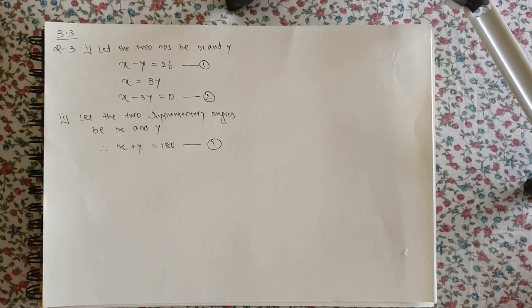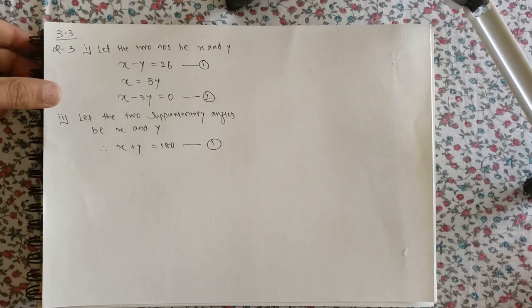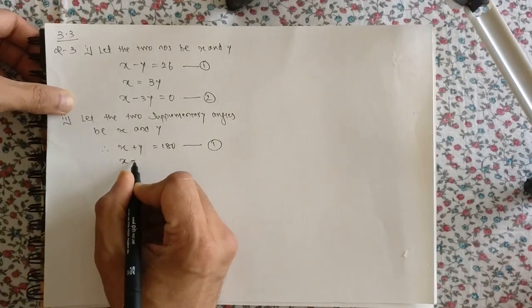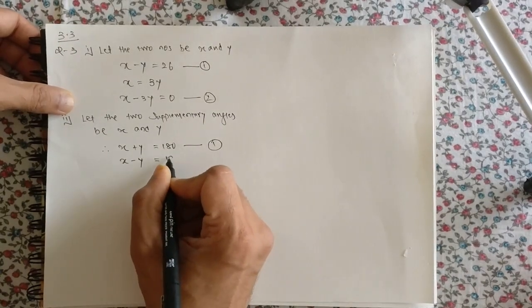And the larger of the two exceeds the smaller by 18 degrees. That means the difference between larger and smaller is 18 degrees. So I can very well write x minus y is 18.